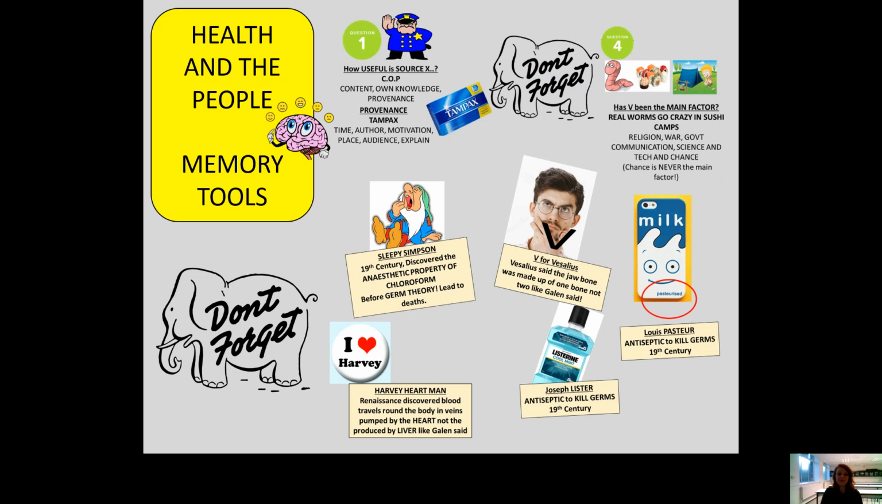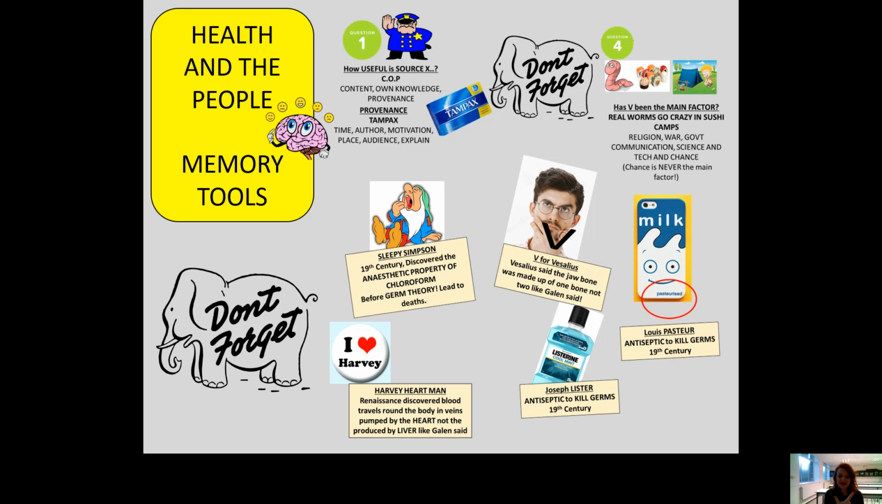This one's helping the people. So you can see you've got COP up there for the source questions, you've got Bill Worms going crazy in sushi camps for question 4. Tampax for provenance. Remember, you don't have to use all of them. You can just choose one or two that are relevant to that question.